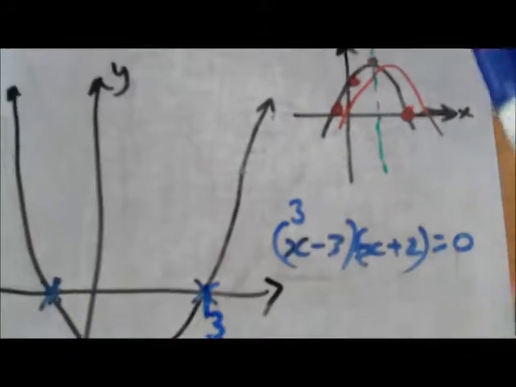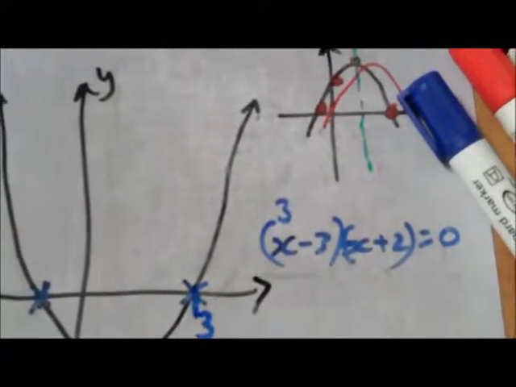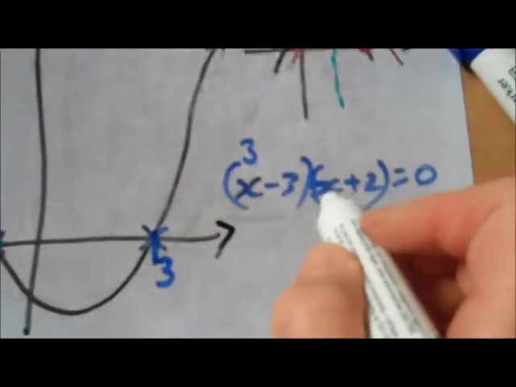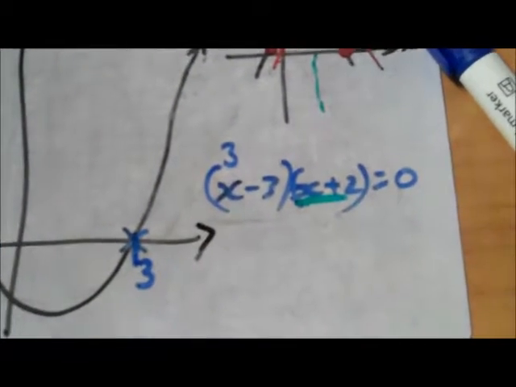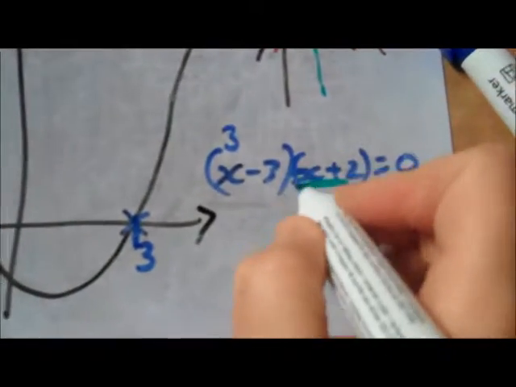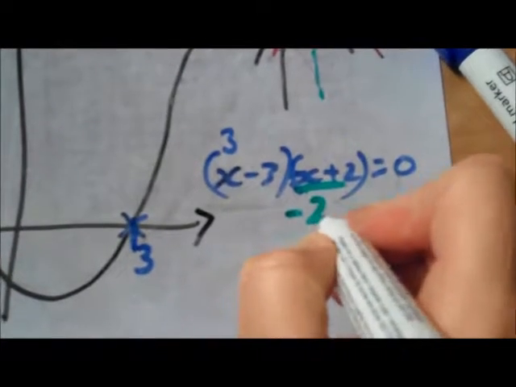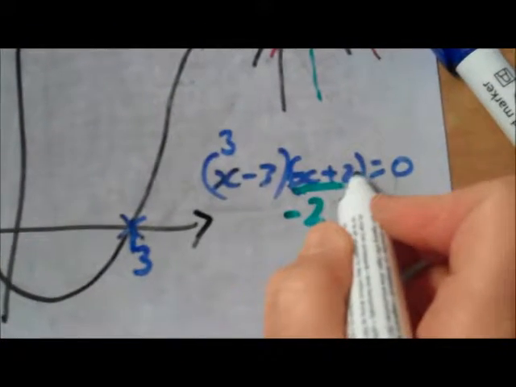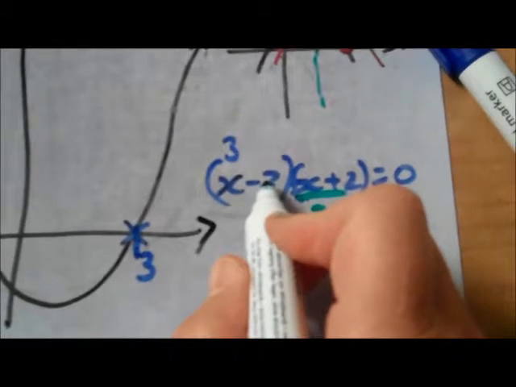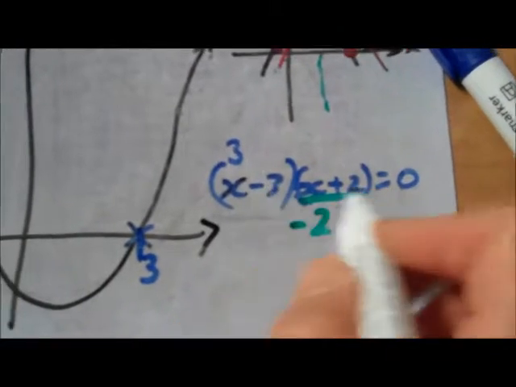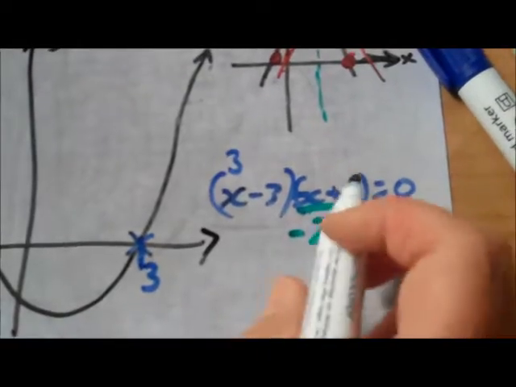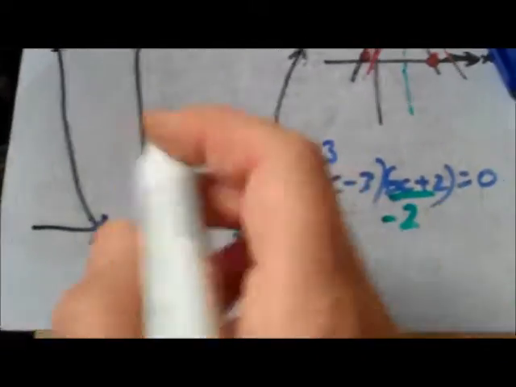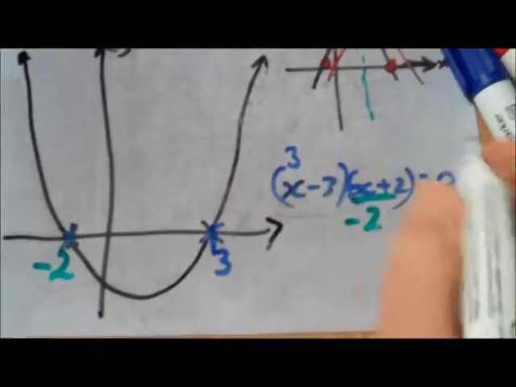Well, the other option is, can you see what the other option is? What would make this bracket 0? Because anything multiplied by 0 is 0. Well, the answer would be minus 2, because minus 2 plus 2 is 0. And minus 2 minus 3 is minus 5. So minus 5 times 0 is 0 if x is minus 2. And that's this point over here.